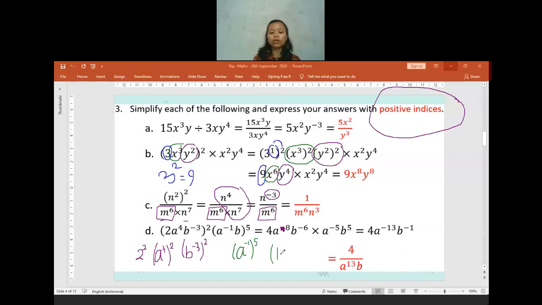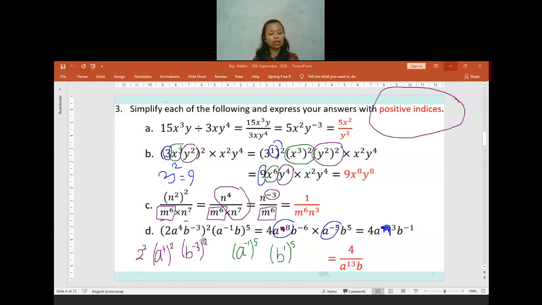And then for the b, if there is no power, we can make it a power of 1. It gets the power of 5. Power meet powers, we do times, that's why we have b to the power of 5. For the very first a, we have a to the power of 8. And then for the second a, we have a to the power of negative 5. Multiplication, so we add the power. 8 plus negative 5 is a to the power of 3.